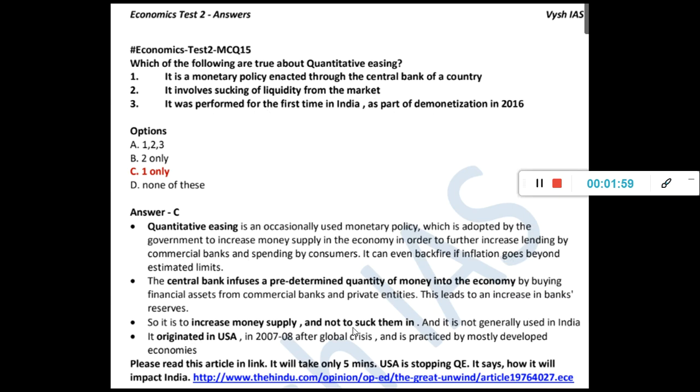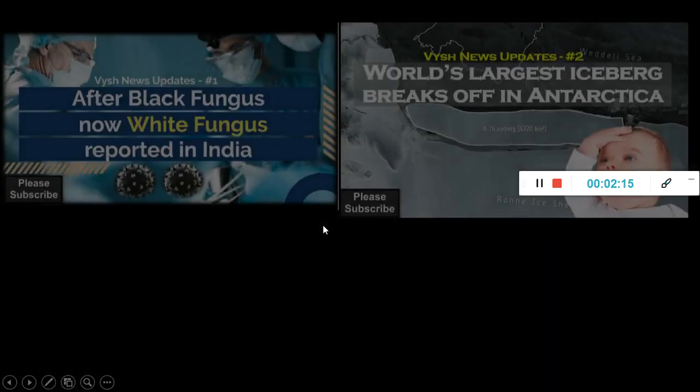It is generally not used in India. It originated in the USA during the 2007-8 global crisis and is practiced mostly by developed economies. So you should go and read this also. This article is enough to understand the whole concept. Students who have my PDF, please read the entire article.